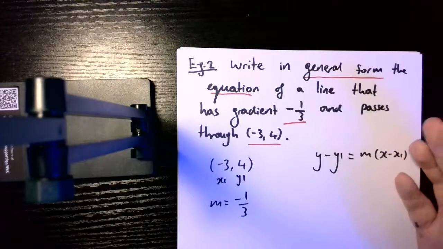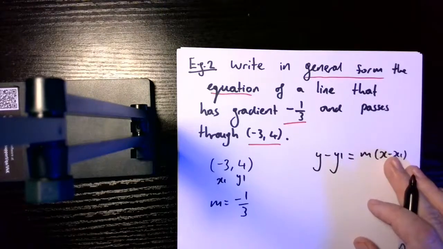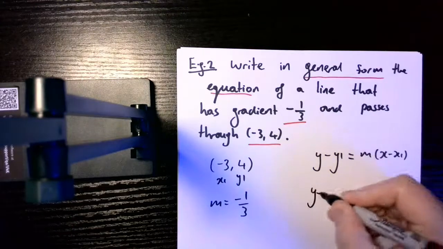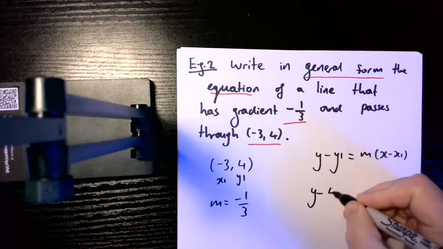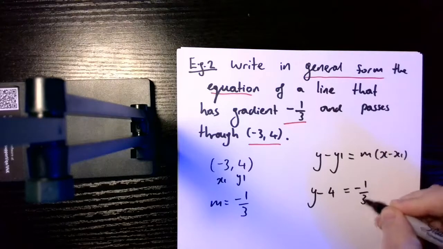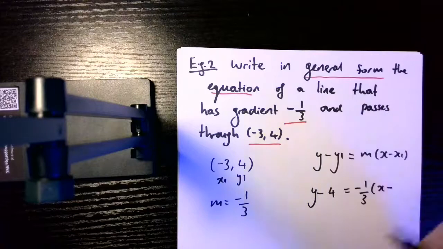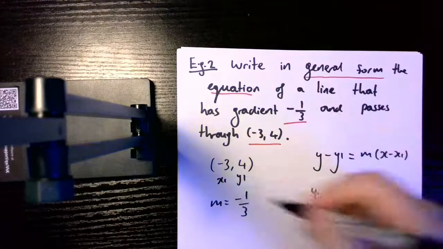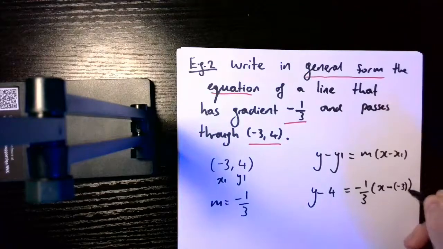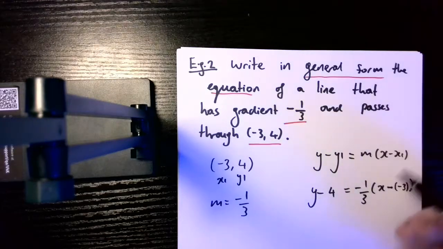So let's keep going. We're going to substitute all of the points in, but we have to be a little bit careful when we have a negative involved. Okay, so we have y minus, instead of y1, I'm going to put minus 4 equals our gradient. So now we have negative 1 over 3 out front of x minus, and I'm just going to put brackets around the minus 3 that we sub in, just because I'm going to pick up a common mistake that I see students make all the time.